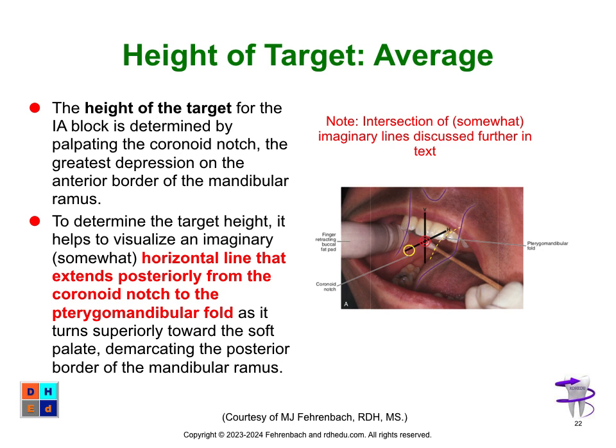To determine it, it does help to visualize this imaginary, somewhat horizontal line that extends posteriorly from the coronoid notch to the pterygomandibular fold. As it turns upward or superiorly towards the soft palate, it demarcates the posterior border of the ramus. It really does, and you can see that in the yellow dash line there. Again, that's that pterygomandibular fold. And then we've put in purple, if you can see there, the posterior border of the ramus, and that's more to the reader's right.